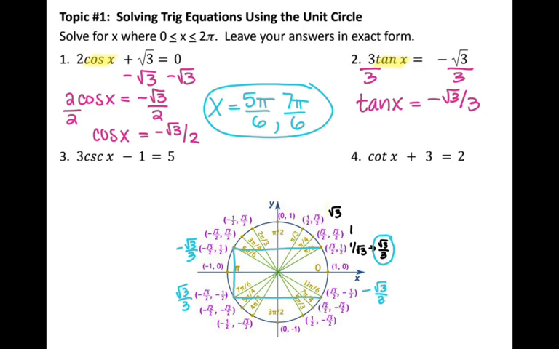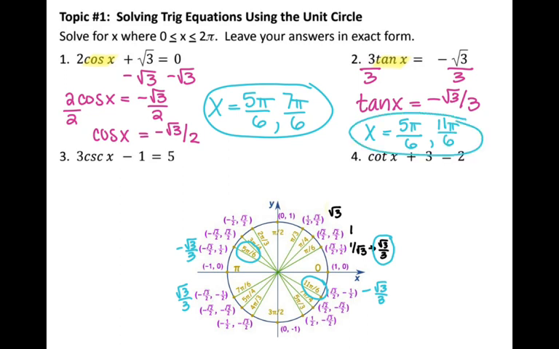So the angle measurements that I'm looking for in this particular question are the corresponding angle measurements where you get negative root 3 over 3. And that was 5 pi over 6 and 11 pi over 6. So I'm going to write x equals 5 pi over 6 and 11 pi over 6.